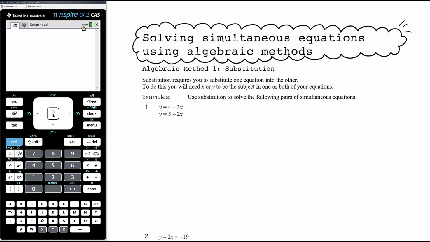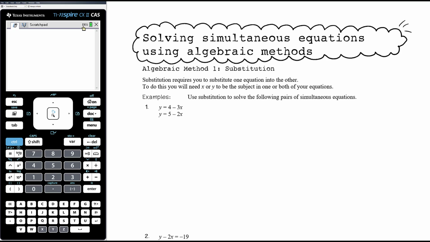Okay, so in this video we want to look at solving simultaneous equations using algebraic methods. This should be familiar to you from Year 9. We're going to look at both algebraic methods together here in the one video because you should have met them both before. There are two algebraic methods for solving simultaneous equations, and the first is substitution.